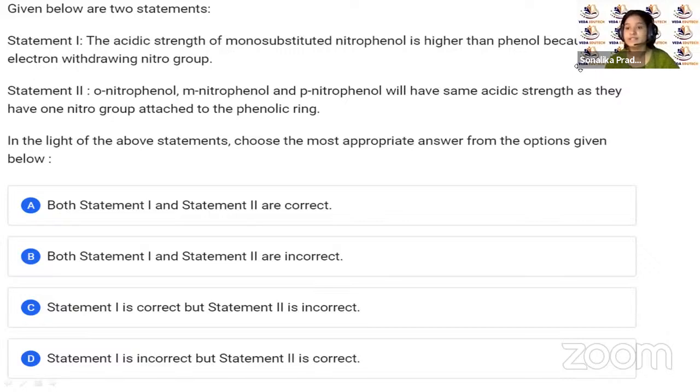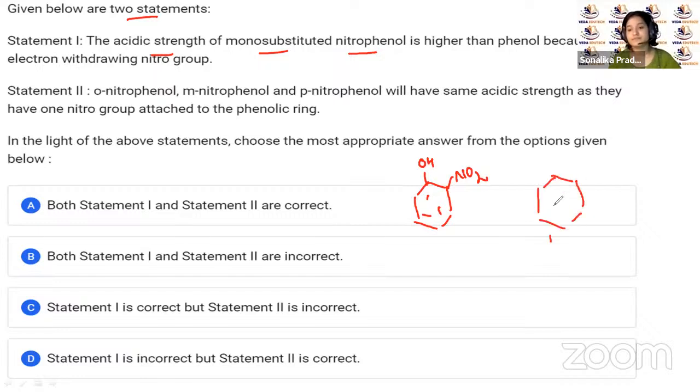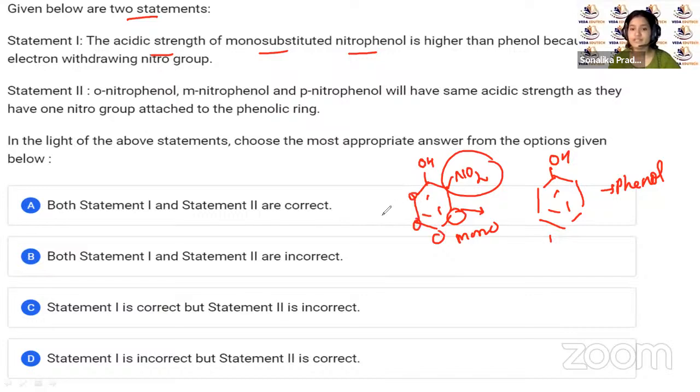Okay, children. So let us continue with what is given here. We are having two statements. The acidic strength of monosubstituted nitrophenol is higher than phenol. So phenol is this one. This one is monosubstituted. It can be substituted anywhere, right? Any of the positions it can be substituted. So it is saying that whenever there is a nitro group substituted, that is going to have higher acidity.